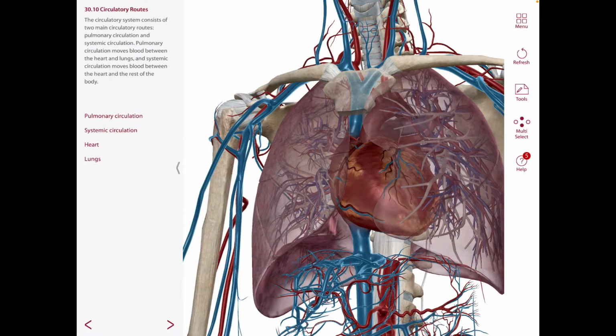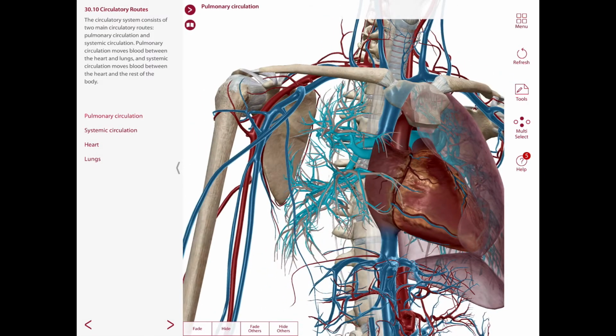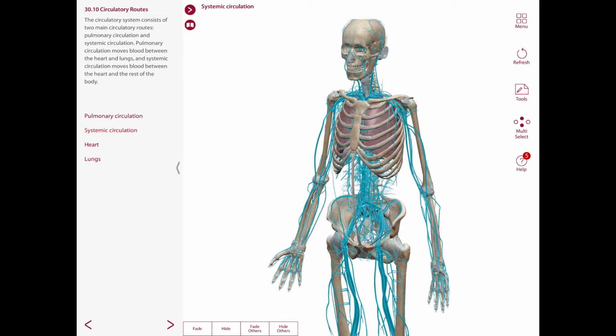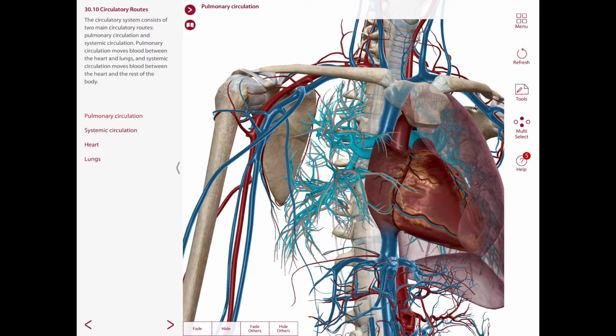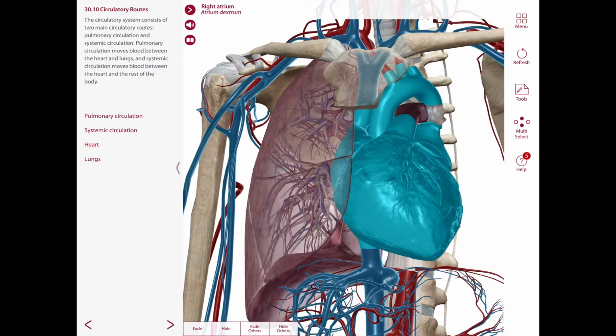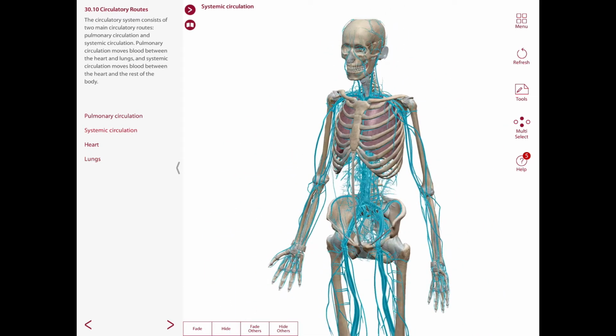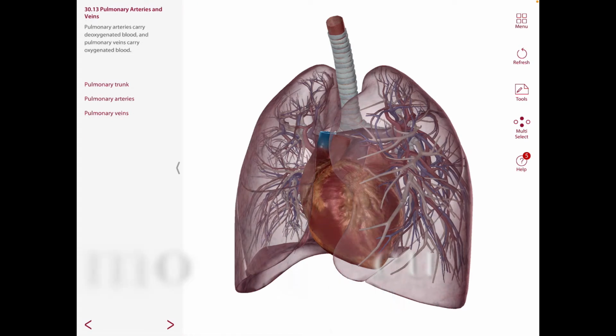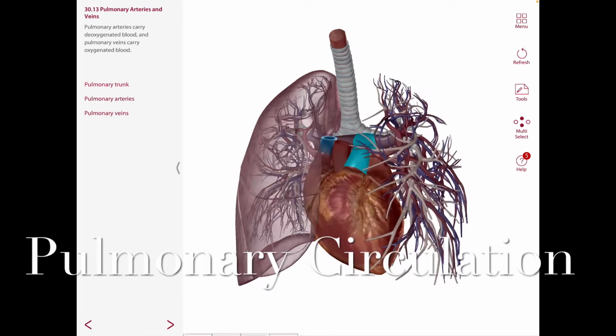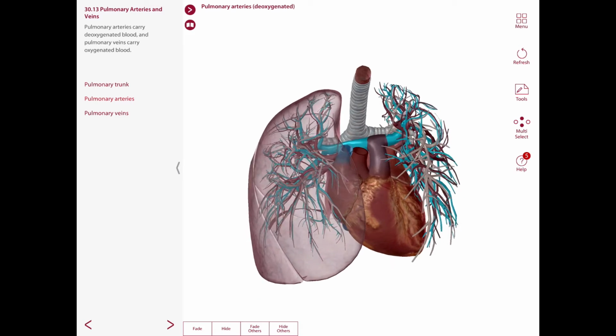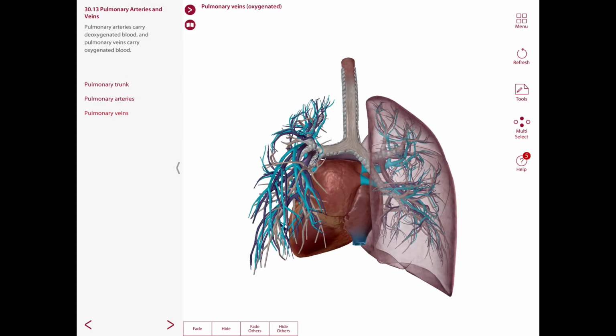The circulatory system consists of two main circulatory routes: the pulmonary circulation and the systemic circulation. The pulmonary circulation moves blood between the heart and the lungs, and the systemic circulation moves blood between the heart and the rest of the body. The pulmonary circulation is the easiest one. It consists of the pulmonary trunk, pulmonary arteries that are carrying deoxygenated blood towards the lungs, and pulmonary veins that are returning that deoxygenated blood, now freshly oxygenated, back into the heart.